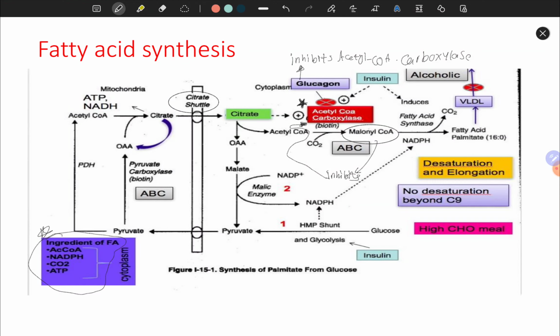Fatty acid inside the endoplasmic reticulum, we have desaturation and elongation of this fatty acid.